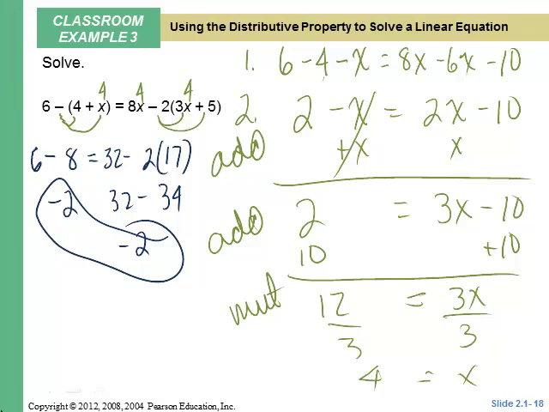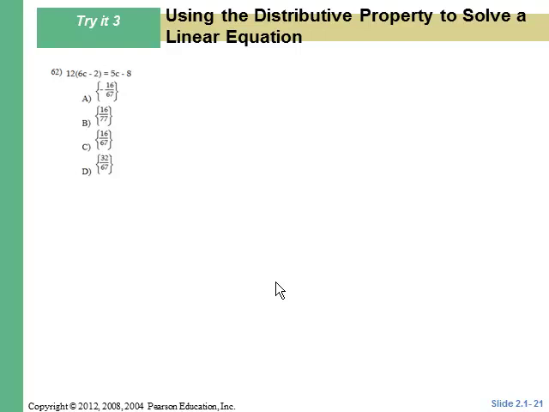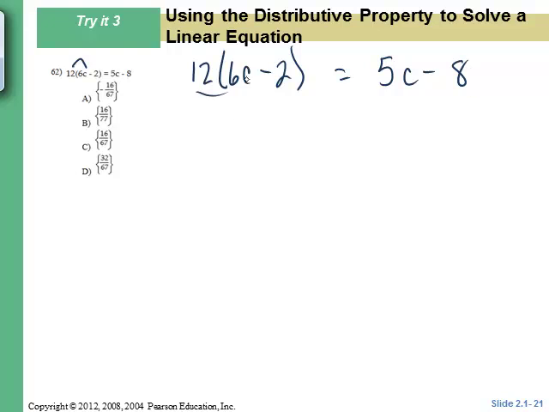Okay, let's go on. Let's see what we got here. You do this one, and while you're doing it, when you're ready, I'll show you how I did it. Okay, the first thing we're supposed to use is the distributive property, so we're going to distribute the 12 into the 6 and the 2. 12 times 6 is 72c. 12 times 2 is minus, notice the negative sign, 24. Don't have any simplifying to do over here.